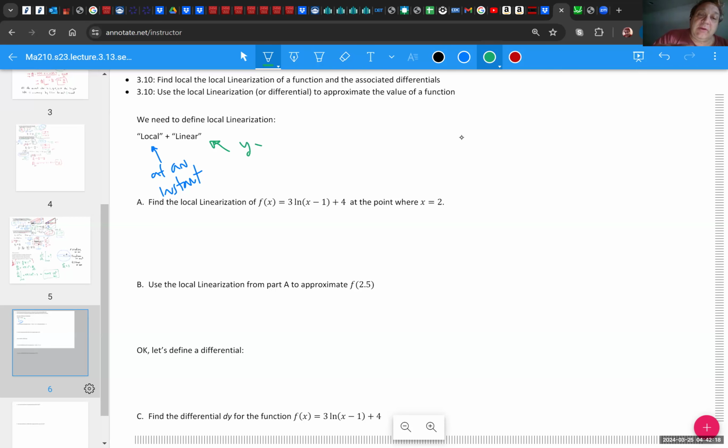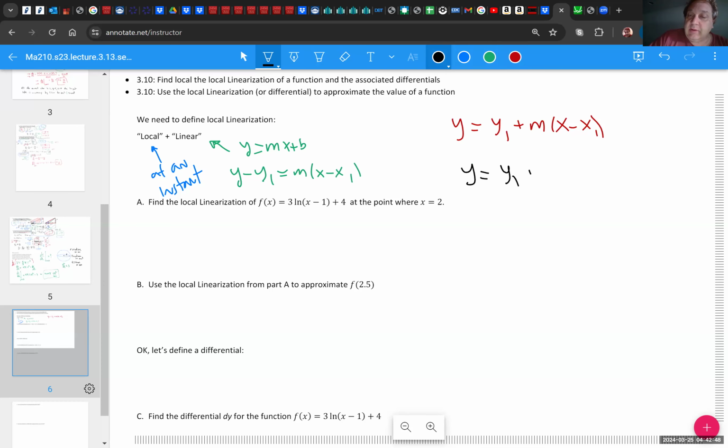Now, I know we don't really use y equals mx plus b very much anymore. In fact, we're not going to be using it for this section either. We're going to be using y minus y1 equals m(x minus x1). Now, if you look in your book, the book will give the equation y equals y1 plus m(x minus x1), or perhaps it will give you the equation y equals y1 plus f prime(x naught)(x minus x1).